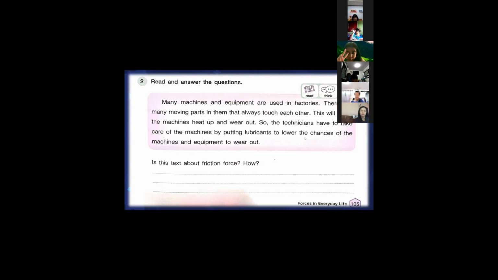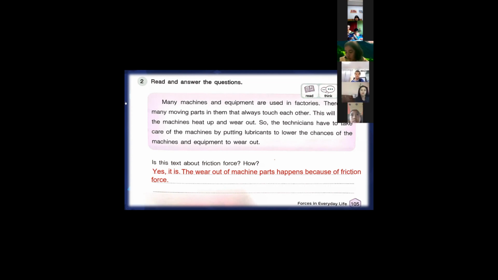Okay, now the answer is yes, it is all about friction force, because it says here there are many moving parts in them that always touch each other. When you say touch each other, there is a rubbing thing.